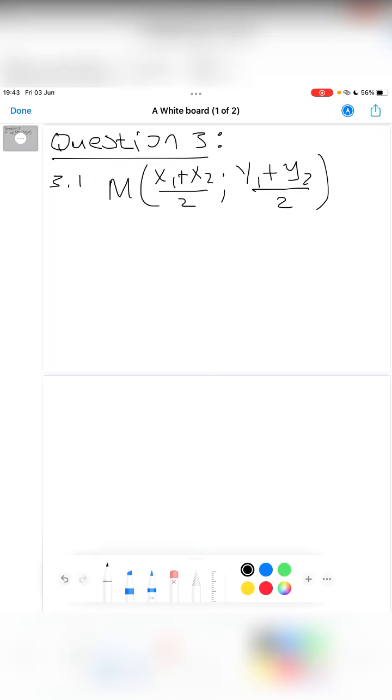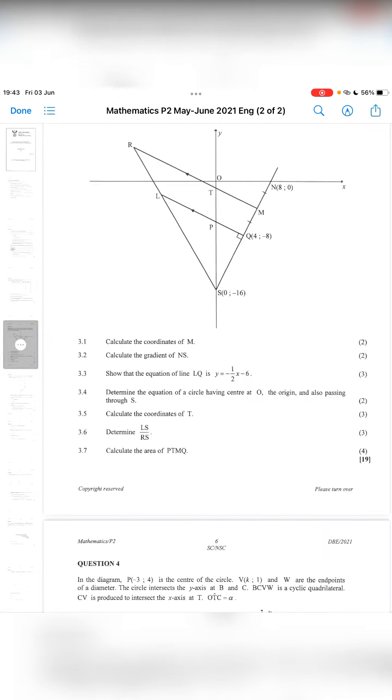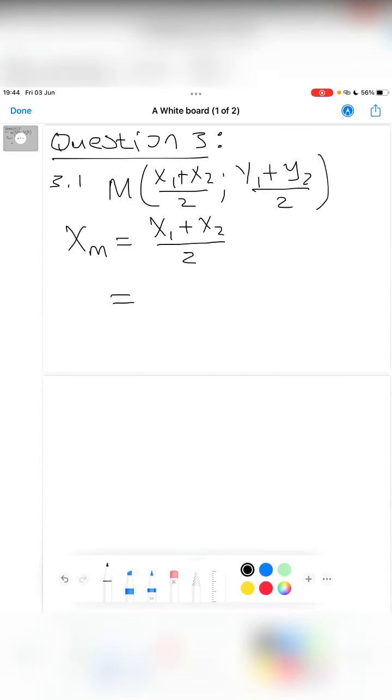So let's see. The x value of point M is going to be the first x value added to the second x value, then divided by 2. So what is the x value of the first point? We are dealing with Q and N. So I'll just write those coordinates here so that we can easily work them out. What are the coordinates of Q? If I remember, for Q, it's actually 4 and -8.